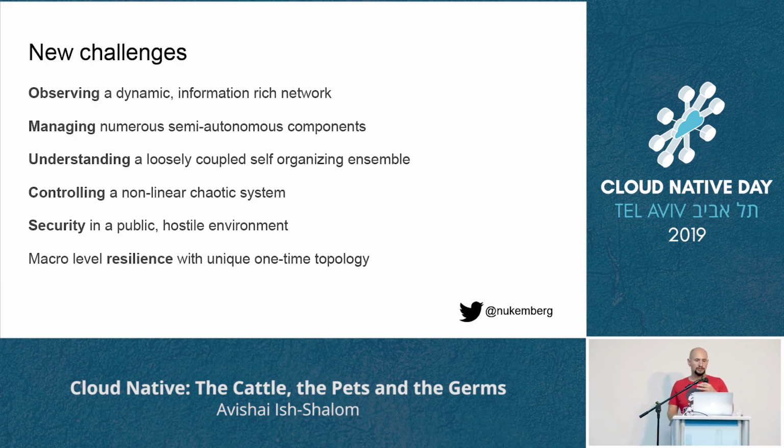We need to find how to manage semi-autonomous components. And if they're semi-autonomous, we cannot manage them in the sense that we used to, because you cannot give them commands. They're autonomous. How do you understand a very large assembly of loosely coupled, self-organizing parts? It's hard. You get this diagram of millions of agents talking to each other. Just too hard to understand without tools that we don't have yet. And how do you control a system that is non-linear and chaotic? How do you do security in an environment that is public and hostile?